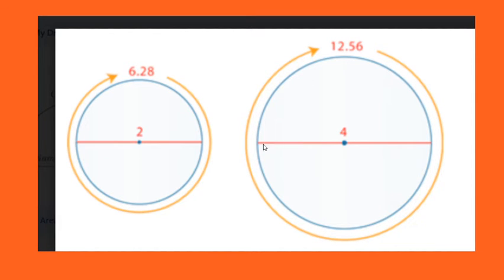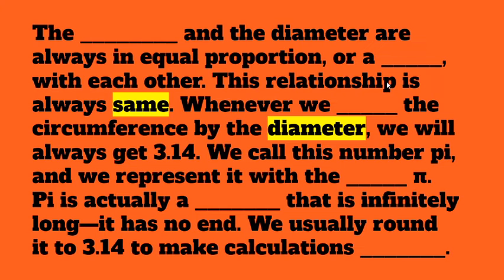If the diameter is 4 centimeters, then the circumference is going to be larger, 12.56 centimeters. Okay, so the diameter goes up, the circumference goes up. The diameter goes down, the circumference goes down. So let's actually see if we can fill in some of these blanks.